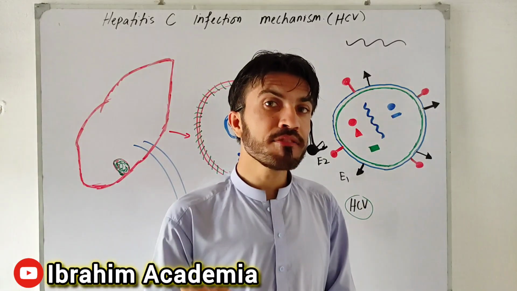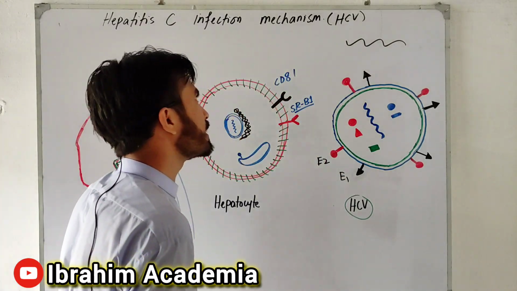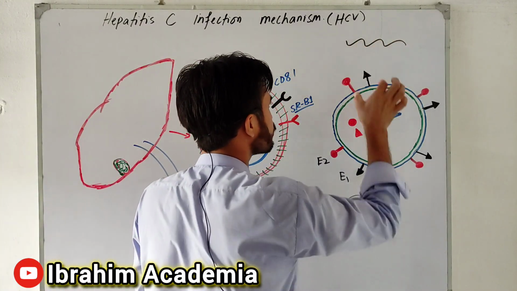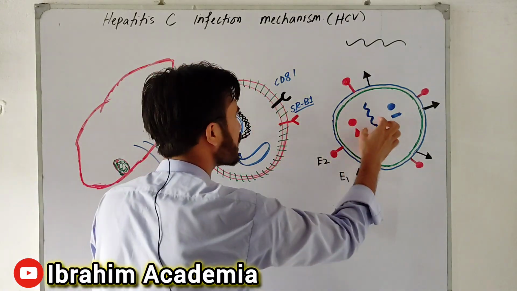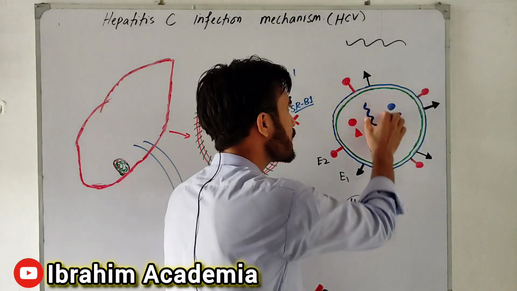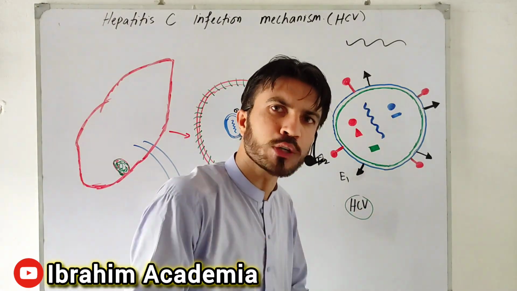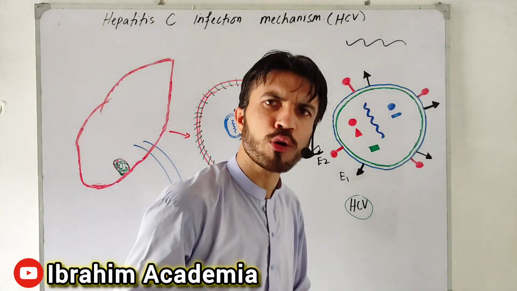The hepatitis C virus is a positive single-stranded RNA virus. What is meant by positive single-stranded RNA? It means whenever this RNA enters the hepatocytes, the liver cells, this RNA can directly be translated into proteins. There is no need to make its complementary strand, to make its negative RNA. You can directly use it just like messenger RNA of our body.